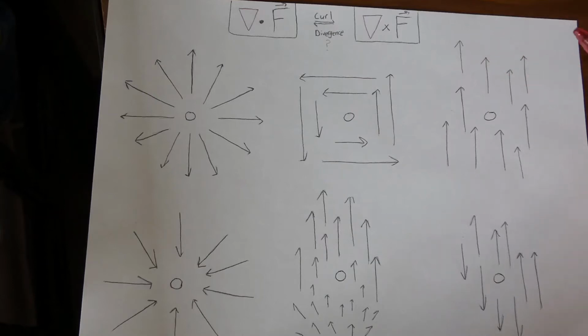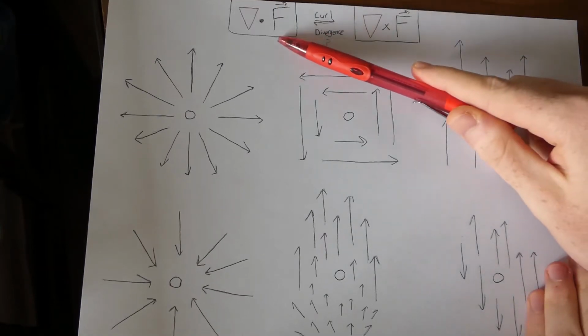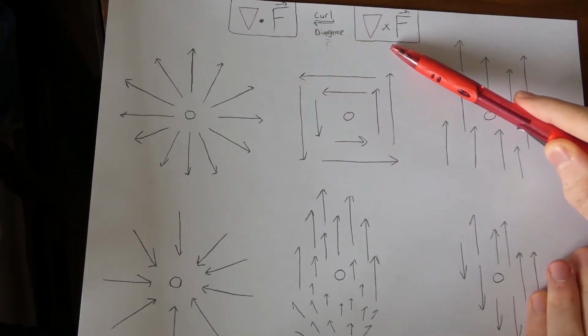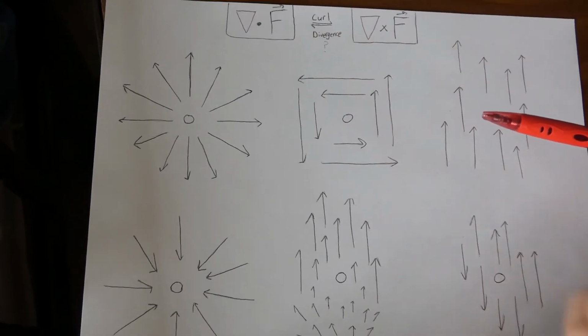Here's an easy way to remember that del dot f computes divergence, while del cross f computes curl. After showing you how you can remember this by some extreme examples, I'll walk through several others to give you an intuition for why this notation even makes sense.